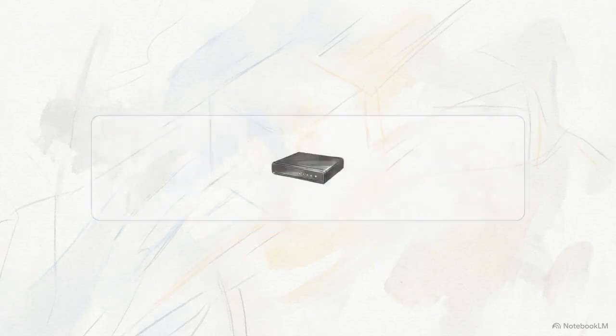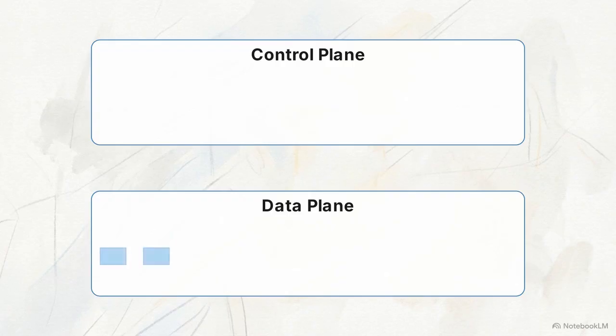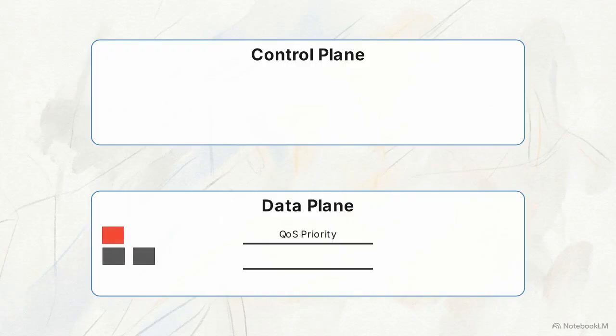When we look inside the architecture of a modern router, we see it operates on two separate planes. Down below is the data plane, and above it sits the control plane. The data plane executes the physical movement of the packets. If a packet exceeds the interface's maximum transmission unit, this layer fragments it. It queues traffic based on quality of service priorities and pushes the data out the appropriate physical port.